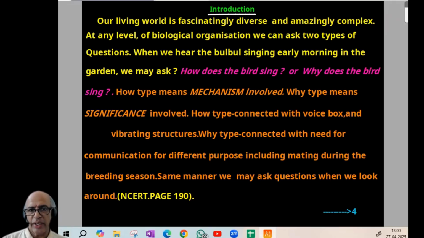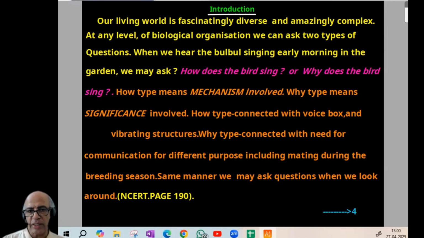Typical example, what NCERT says: when we hear the bulbul singing early morning in the garden, we may ask, how does the bird sing? Or why does the bird sing? What does it mean? How type means the mechanism involved. Why type means the significance involved.